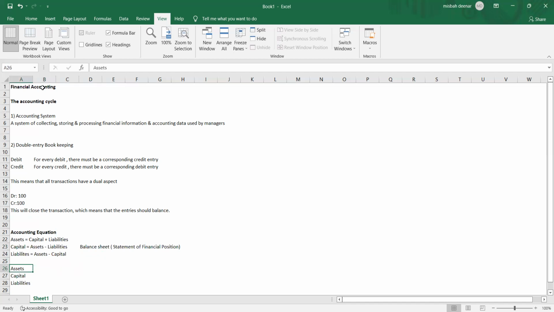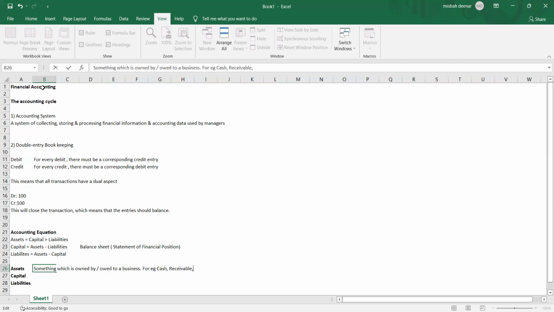So what does assets mean? An asset is something which is owned by, or owed to, a business. For example, cash, receivables, property, plant and equipment, intangible assets, goodwill. These were some examples of assets; we will look at more later on.